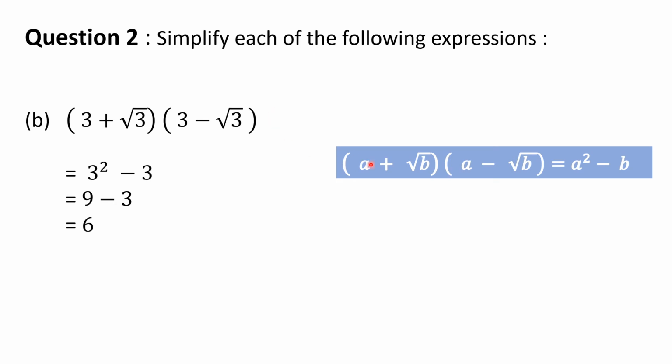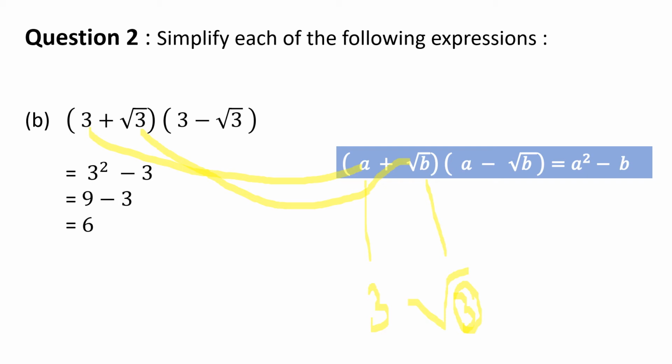So you can see that a is 3, right? You can see that 3 is a and root 3 is root b, right? So you can see that a is 3 and b is 3 as well. So you can see a is 3 and root b is root 3. So what is b?